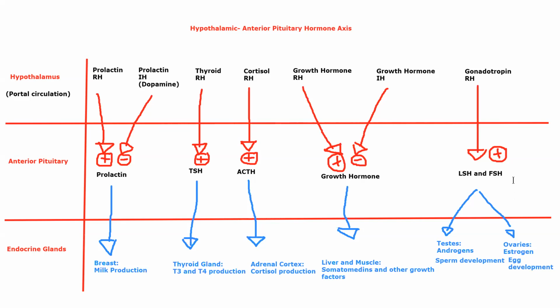All right, so that is basically the entire hormone axis. The hypothalamic hormones act on the anterior pituitary, and they stimulate the anterior pituitary to release these secondary hormones. And then these secondary hormones are going to stimulate our final tertiary endocrine glands, which then release other hormones or have other functions.